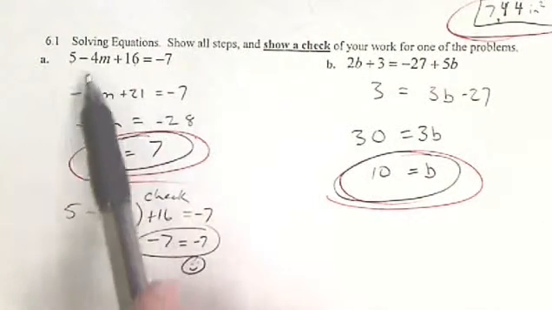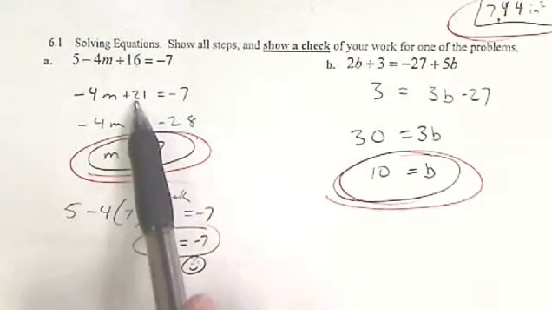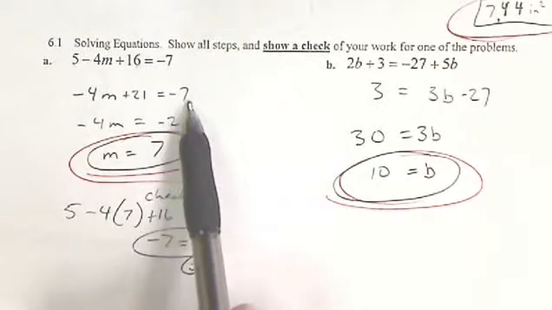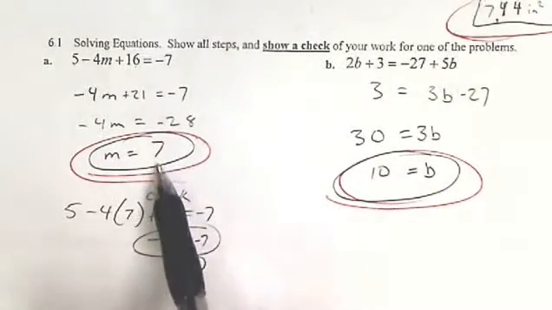Solve the equation. Combined like terms. Subtracted 21 from each side. Divided by negative 4. That's how I got the 7. Negative divided by negative is a positive.